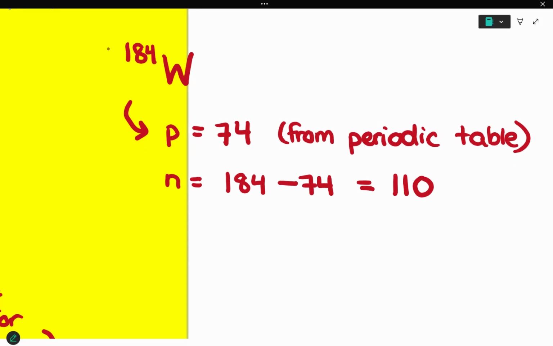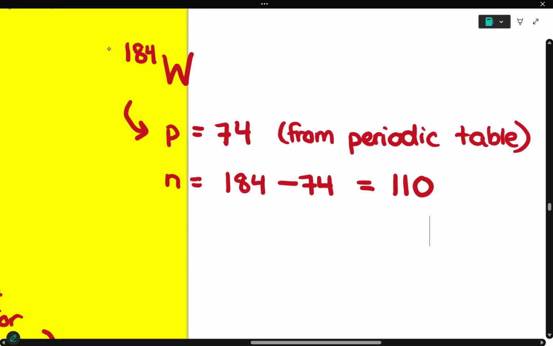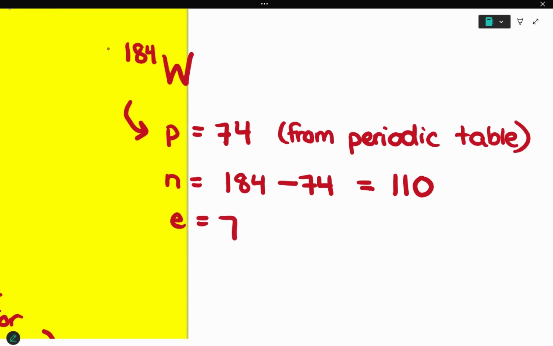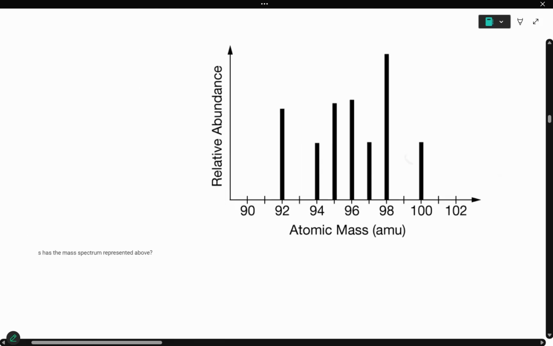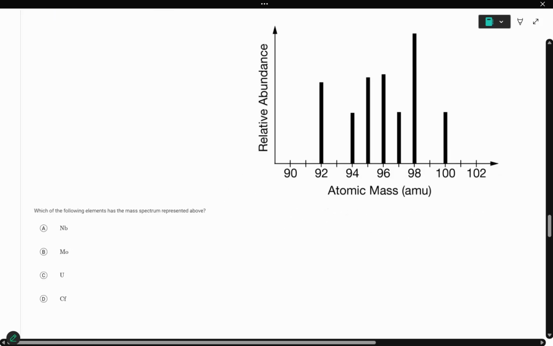Did I do my math right? That was in my head. Beautiful. And then the electrons are going to be the same number as protons. So you should have gotten 74 protons, 110 neutrons, and 74 electrons. So I want you to take a look at this question. I'll give you a few more minutes.